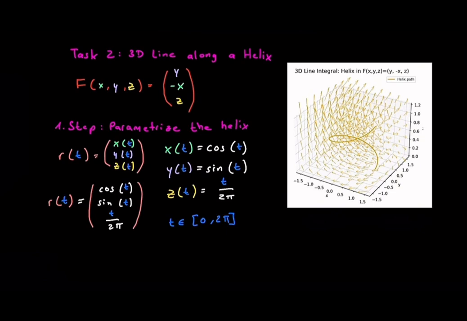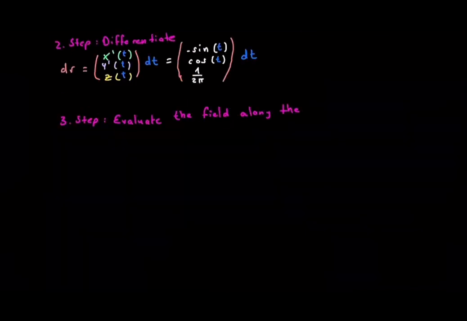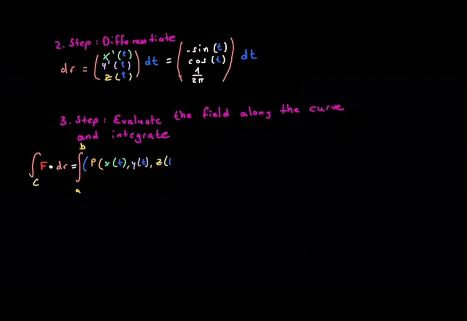Why this parametrization? Because the cosine and sine keep us circling in the xy plane, while the t over 2 pi in the z direction makes us climb steadily, 1 unit of height for every full turn. The tangent vector comes out as negative sine t, cosine t, and 1 over 2 pi. The field along the path is sine t, negative cosine t, and t over 2 pi.